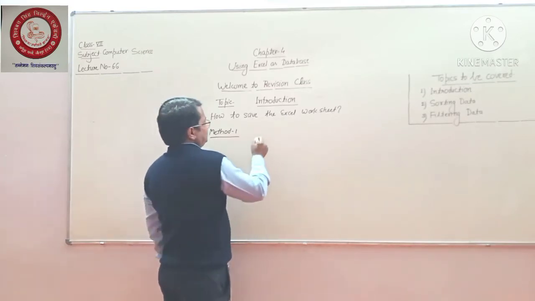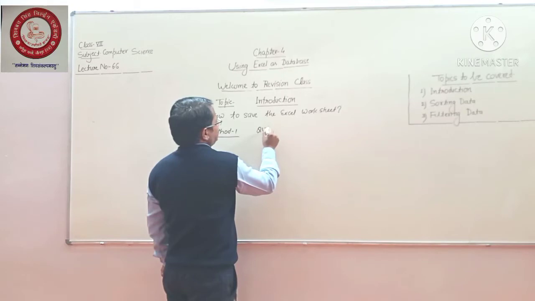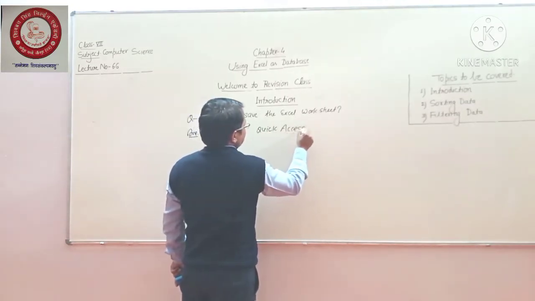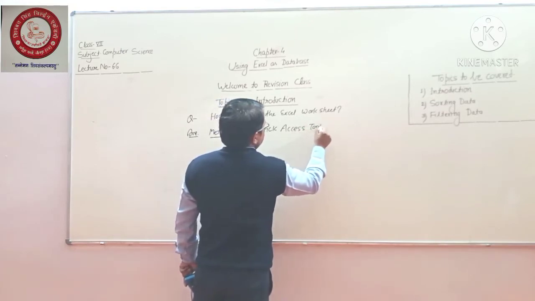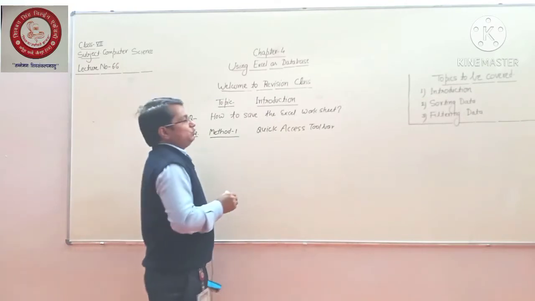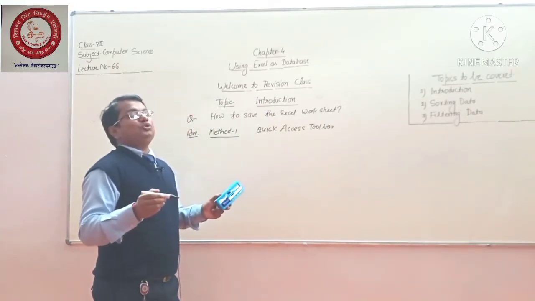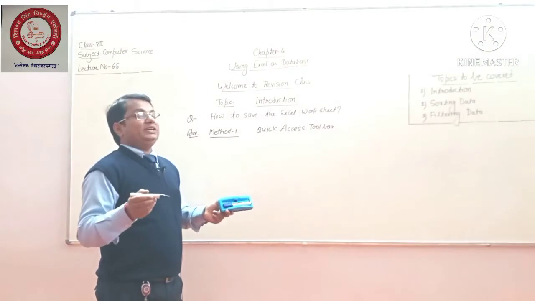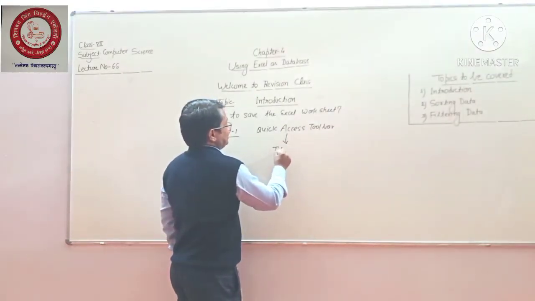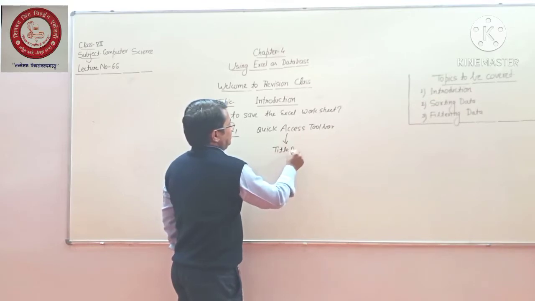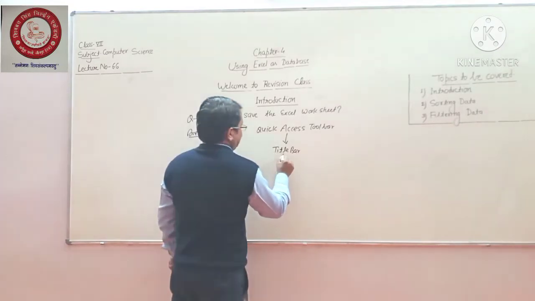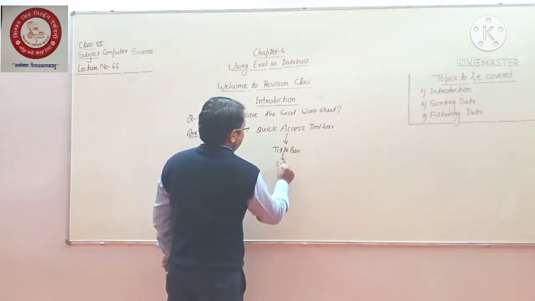For method number 1, just observe where the Quick Access Toolbar is. First of all, you have to know where it is located. It is located in the title bar, on the left side.